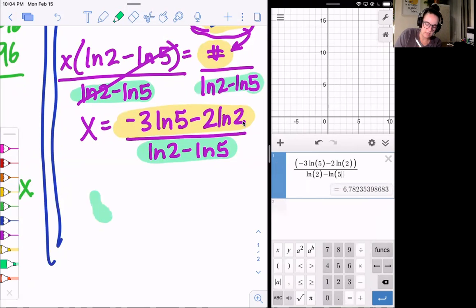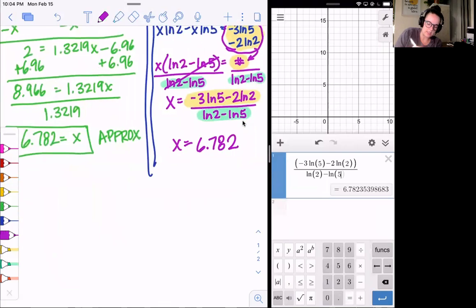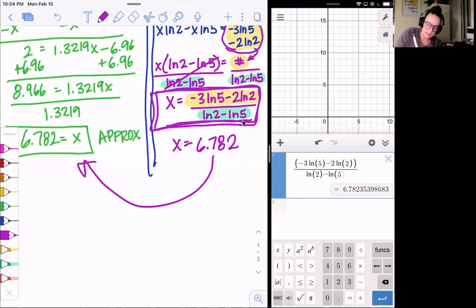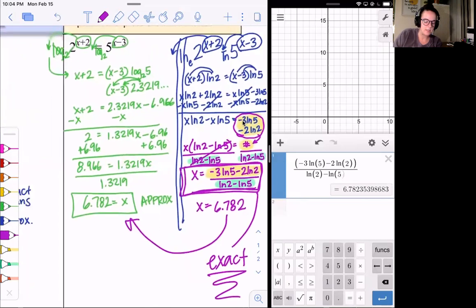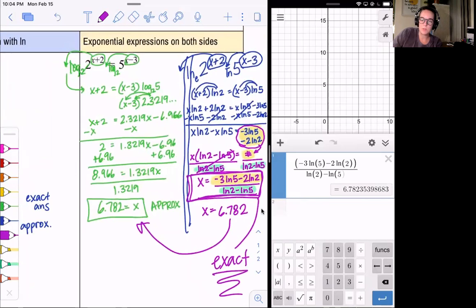You get x equals 6.782, which as you can see is the exact same number as that. But this is the exact answer. Kind of wild, but another way to do it. I would definitely probably recommend working with the decimals unless you are feeling super excited about working with natural logs, but you can do it both ways.